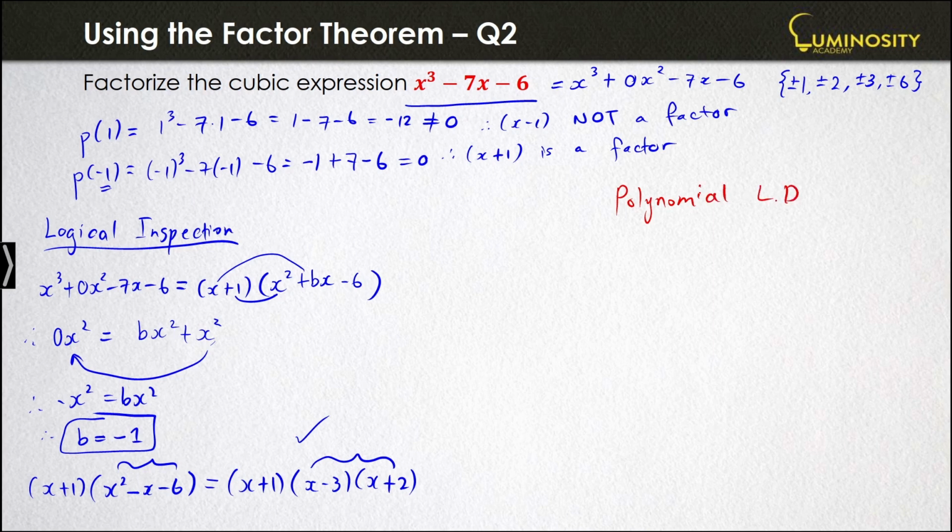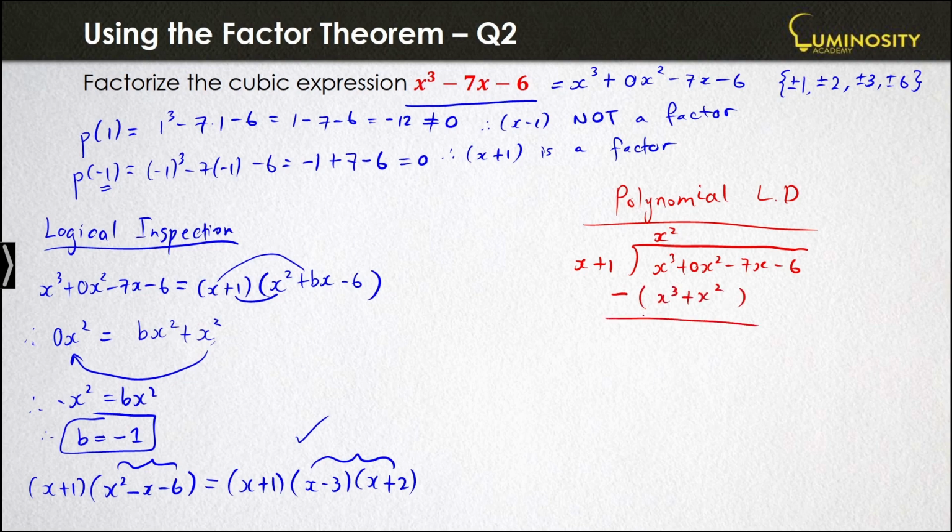So through polynomial long division, we take that factor x plus 1 and we divide it into x cubed plus 0x squared minus 7x minus 6. Okay, so if I put x squared on the top here, I get minus x cubed plus x squared. So subtracting those terms, 0x squared minus x squared is negative 1x squared, and the x cubed terms cancel out. I bring down my terms, negative 7x minus 6.